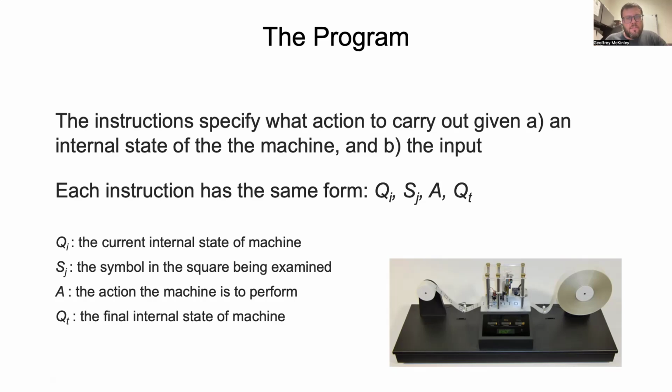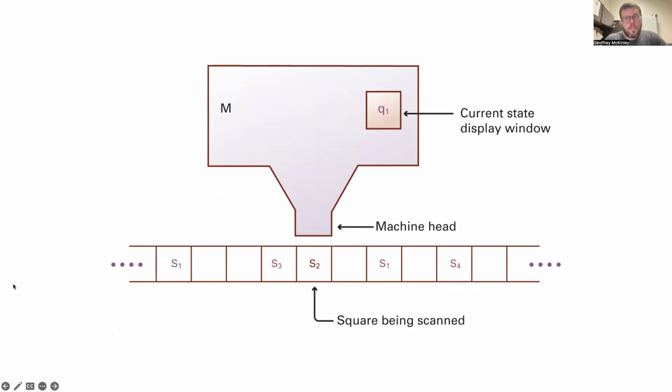So we have these symbols right here. Q of I is the current state of the machine. S of J is the symbol in the square being examined. A is the action that the machine is to perform. And then Q of T is the final internal state of the machine when given an input. Again, they talk about this in the book, but I'm going to show you this picture here. So the thing above right here, this is the tape, the infinitely long tape.